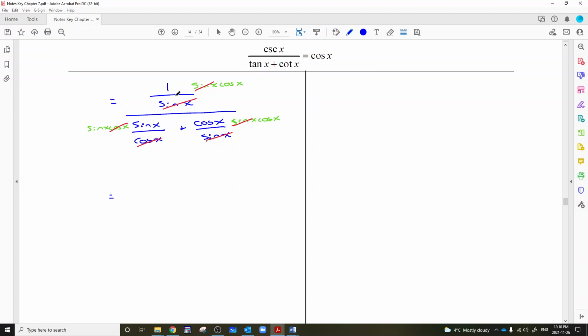So in the numerator, we end up with 1 times cos x, or just cos x. And then in my denominator, I've got sine x times sine x is sine squared x, and then cos x times cos x is cos squared x. Then you should see your Pythagorean identity that sine squared x plus cos squared x is 1. So that's going to simplify to just cos x.